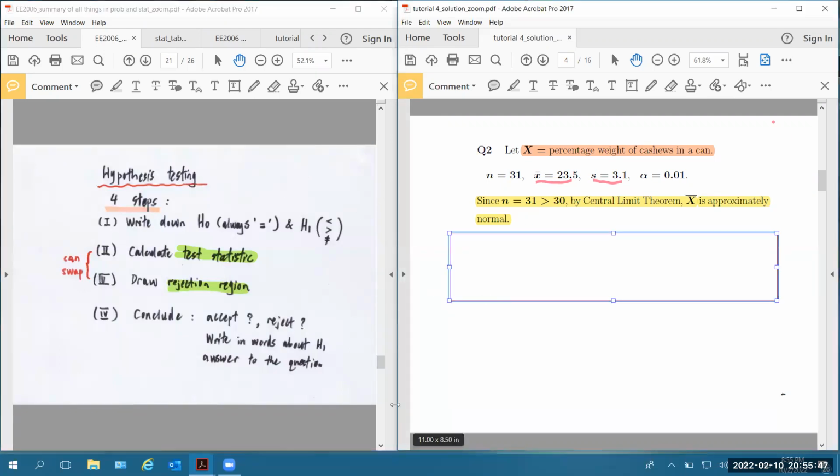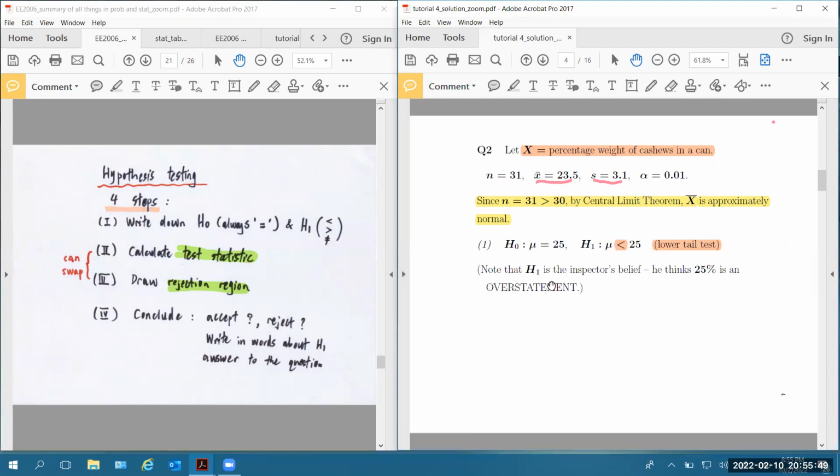So the first step is we'll write down the H0 and the H1. We already discussed this. And from this H1 here, you see less than, right? So it's a lower tail test. So later on, we know what the rejection region is like.